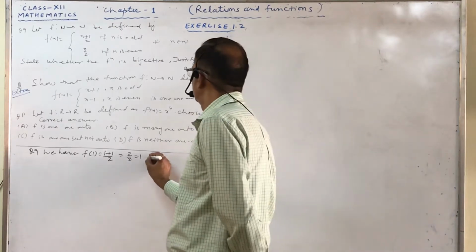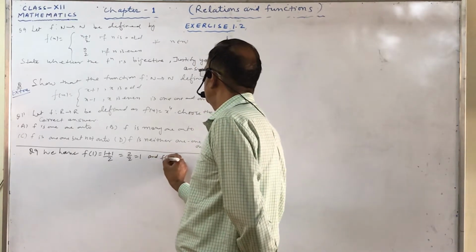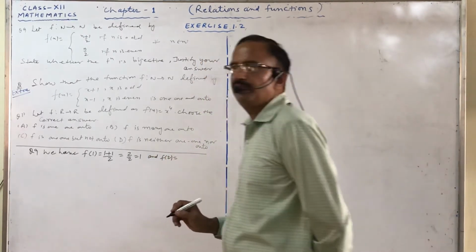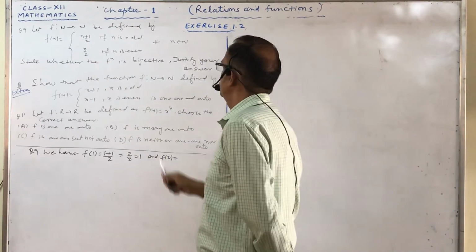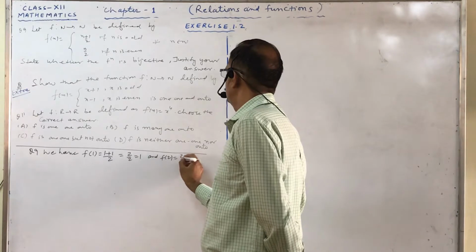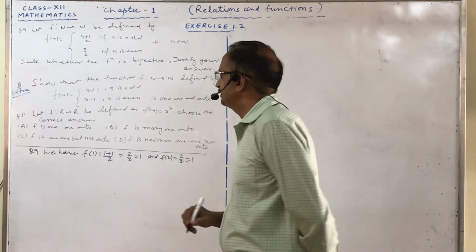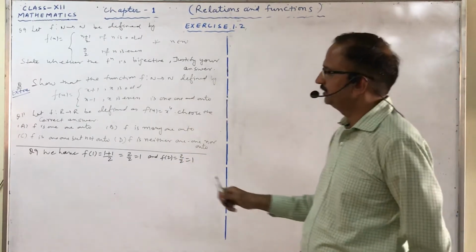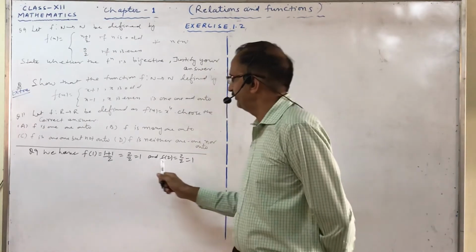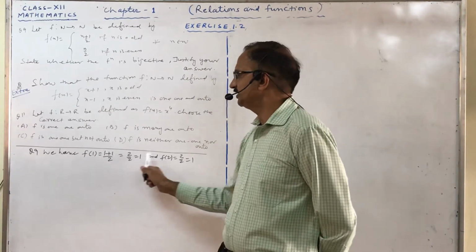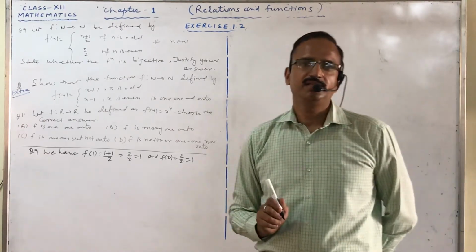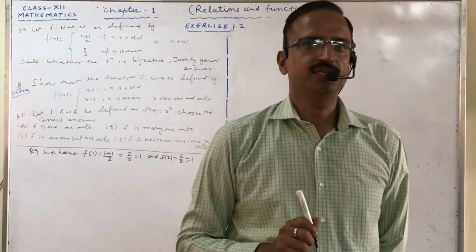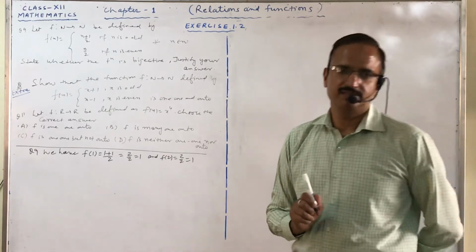And if we are considering the other natural number as 2, then we will put this 2 in the second function. So this is 2 by 2. Again the answer is 1. It means the two different elements have the same image. So we can say that this is not a 1-1 function, this is many-one function.